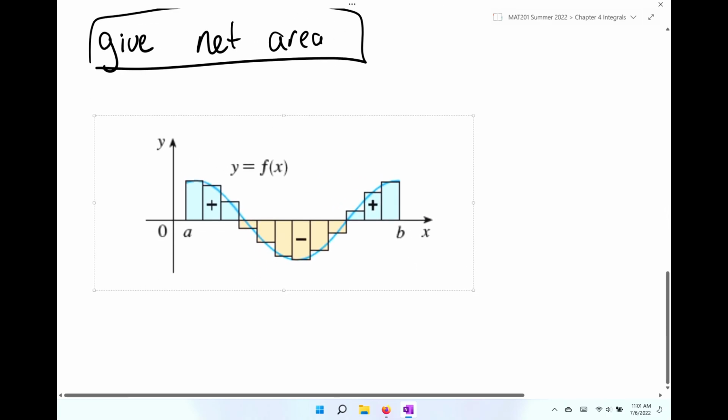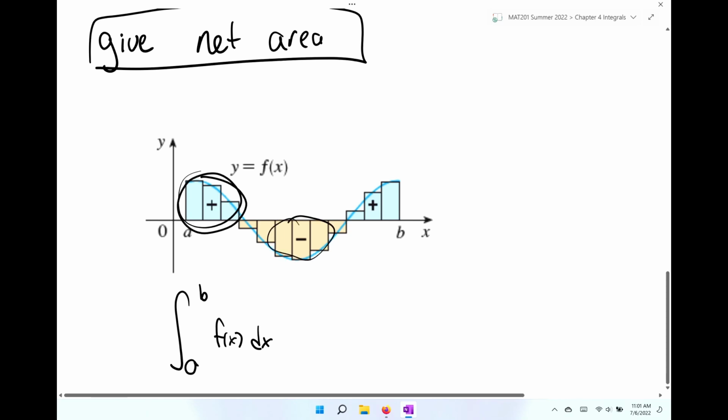Now, if I wanted to write this in its most general form, this will be the integral from a to b of f of x dx. And what you got to be worried about here is, here you have area under the curve. Here you have area under the curve, however, it's under the x-axis. That's why there's a negative sign here. And then here you have area above the x-axis, and under the curve as well.